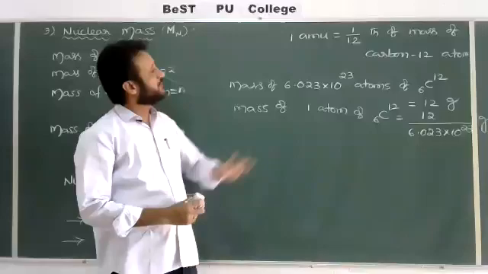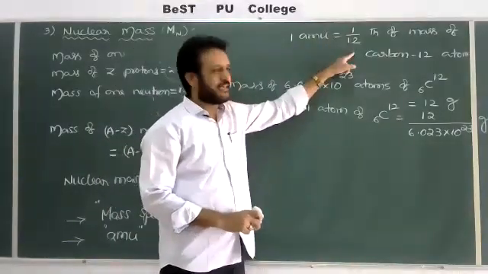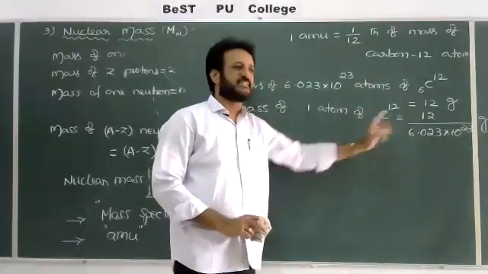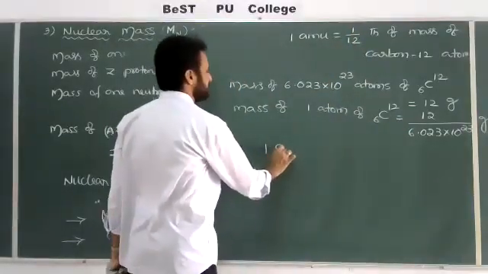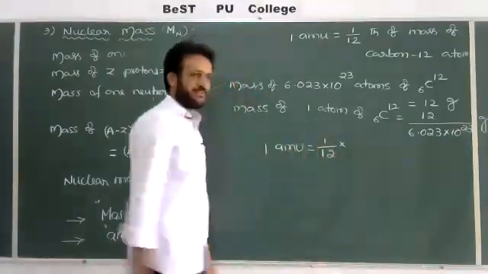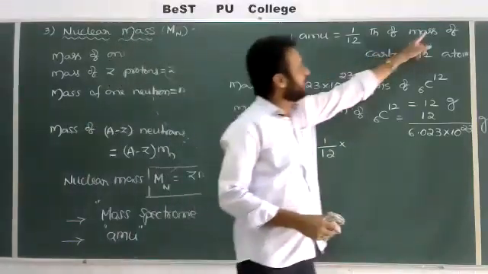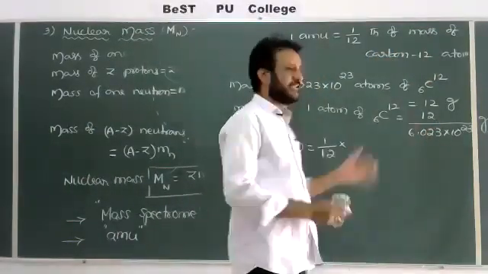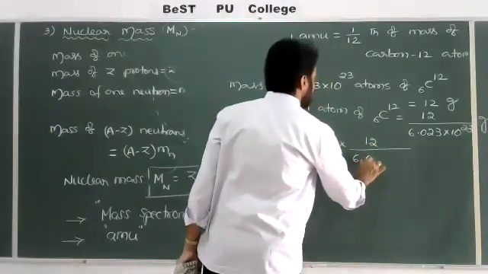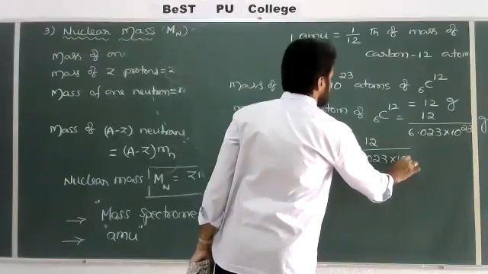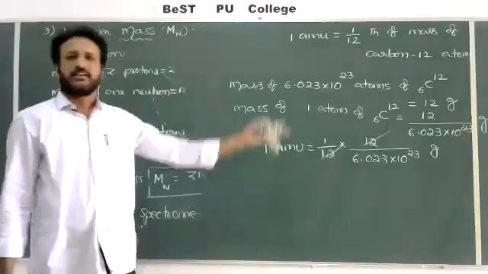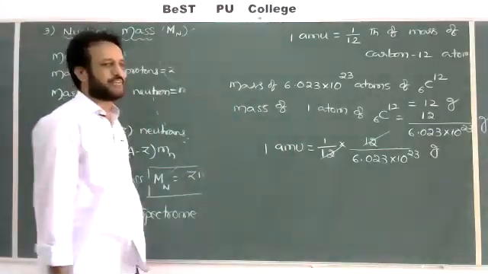But how to find the atomic mass unit? It is 1/12 of the mass of a carbon atom. So 1/12 times this value should be written. Then 1 AMU is equal to 1/12 times the mass of one carbon atom, which I have already given here, that is 12 divided by 6.023 × 10^23 grams. The 12 gets cancelled. Then simple, 1 by 6.023 we have to divide.